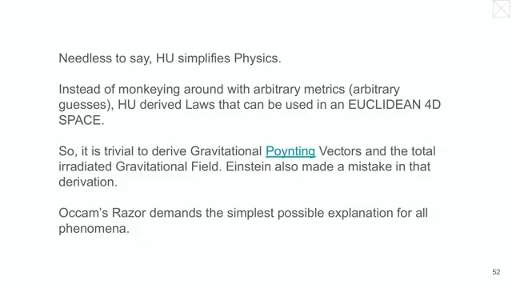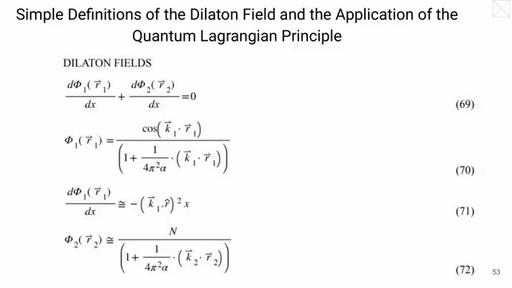Instead of monkeying around with arbitrary metrics, arbitrary guesses, HU derived laws that can be used in a Euclidean 4D space. So, it is trivial to derive gravitational Poynting vectors and the total irradiated gravitational field. Einstein also made a mistake in that derivation. Occam's razor demands the simplest possible explanation for all phenomena. Simple definitions of the dilaton field and the application of the quantum Lagrangian principle.